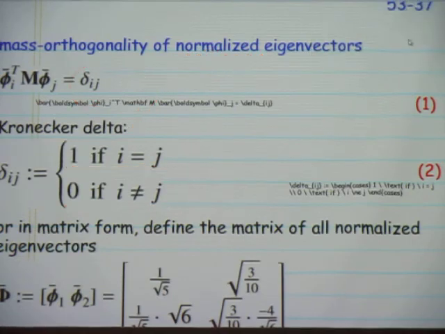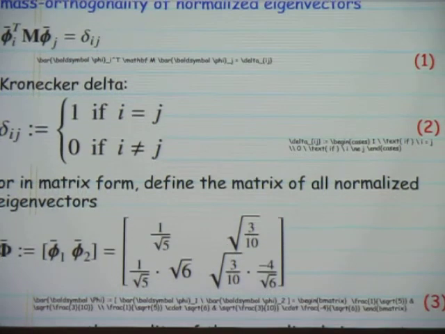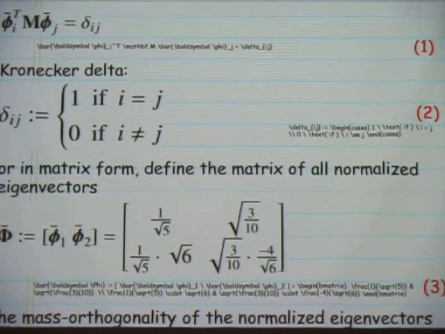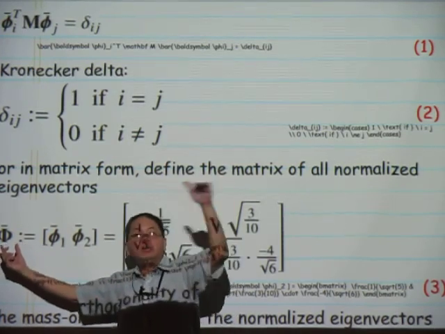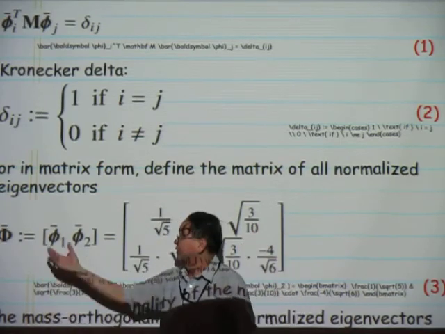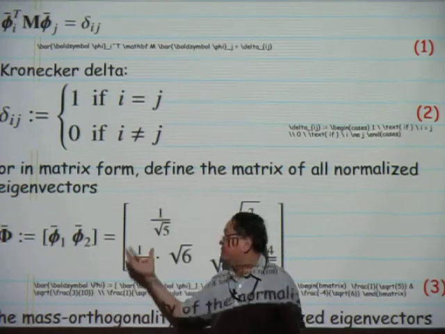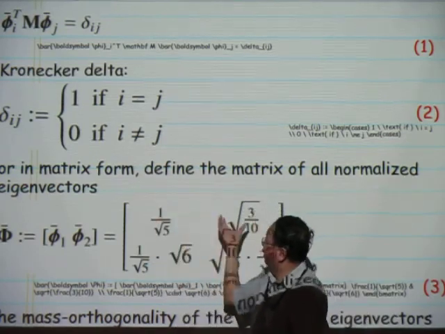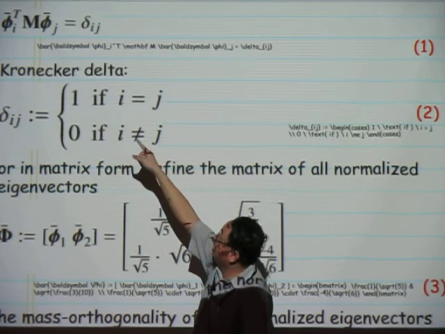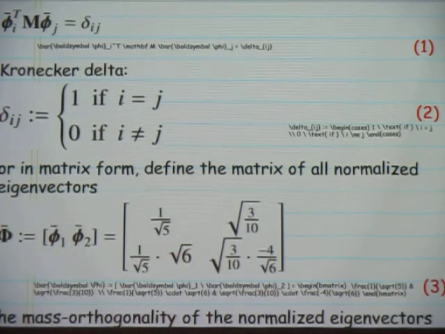Before we finish, this is the result of the normalization with respect to the mass matrix. You introduce a new matrix, big phi bar. Remember, without the overbar, that's the unnormalized eigenvector. With the overbar, that means the normalized eigenvectors. These two normalized eigenvectors, phi1 bar and phi2 bar, satisfy the mass orthogonality relation. It's very important: phi i bar transpose M phi j bar equals delta ij.